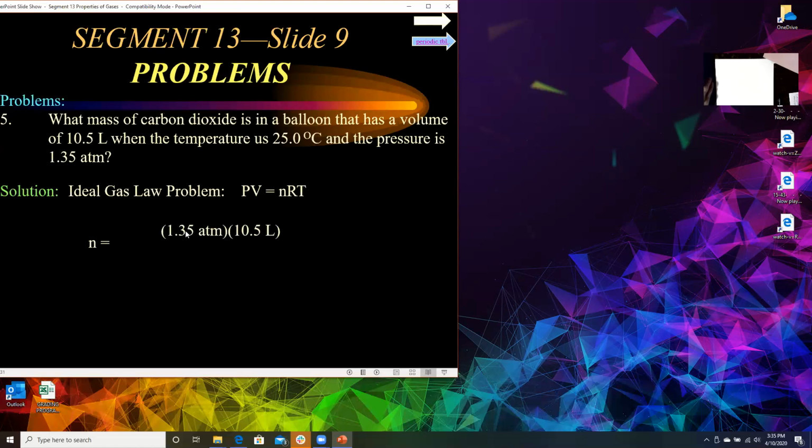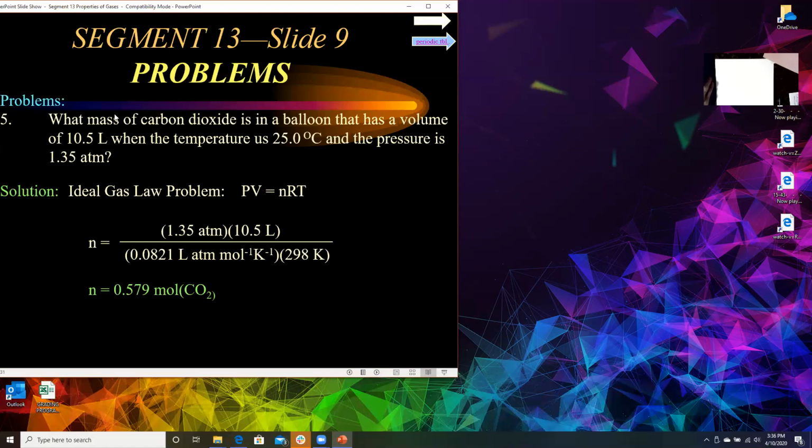Well, there is the pressure that we had, 1.35 atmospheres. There's a volume, 10.5 liters. I need to divide that by the constant, 0.0821, and divide it by the temperature. And remember, the temperature has to be in kelvins. So I take 25 and add 273, and I get 298 kelvins. And I can now solve for that. So the number of moles is going to be 0.579 moles of carbon dioxide.